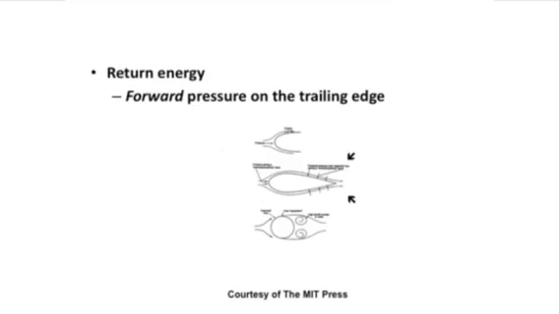Interestingly, with a streamlined object, we get what's called return energy. If you look and see the angle at which the air passes over the trailing edge of the streamlined object, the angle of the air actually pushes the object slightly forward. So we get a little bit of what's called return energy on the trailing edge of an aerodynamic surface.